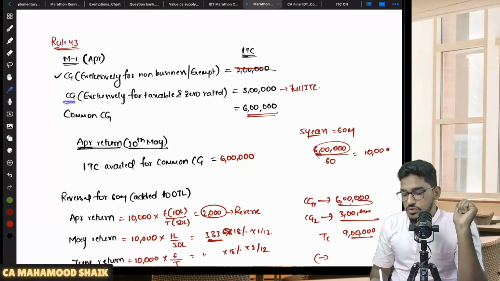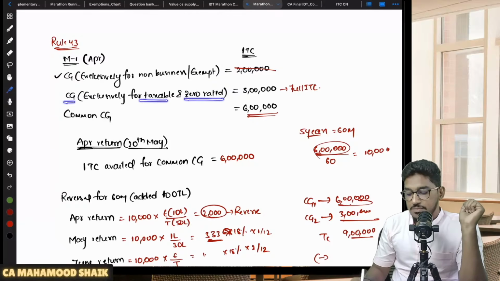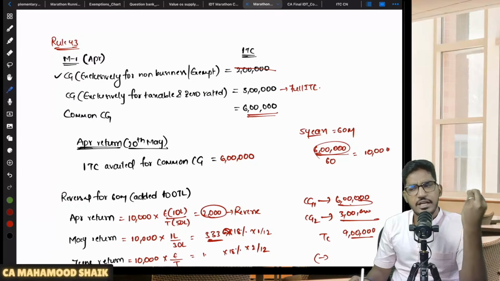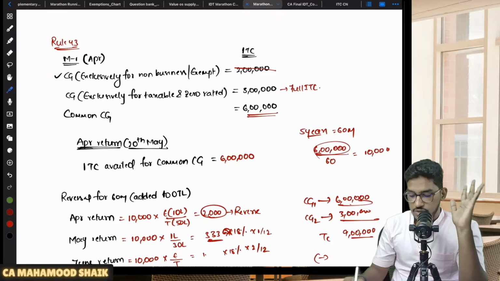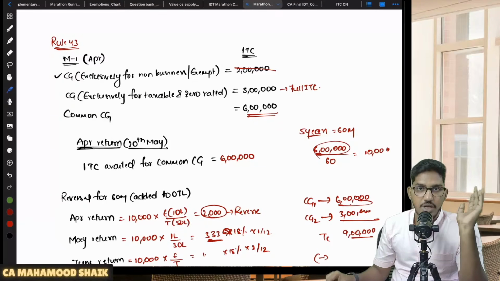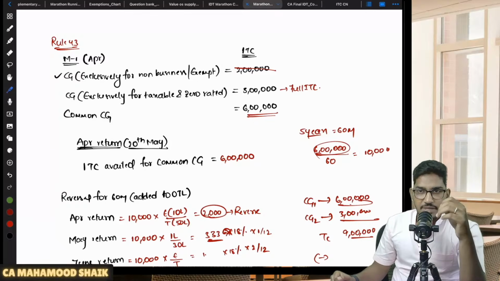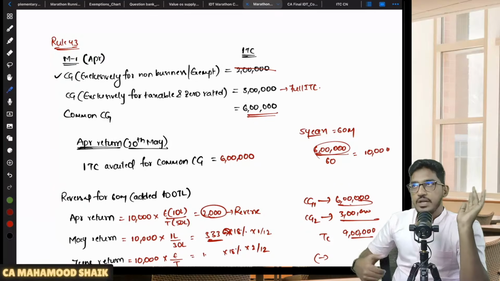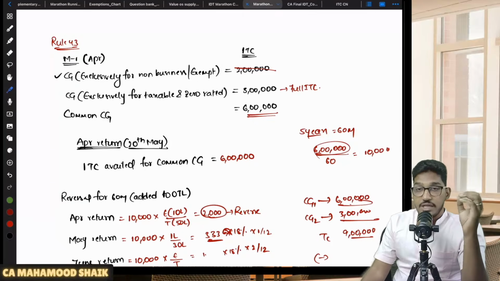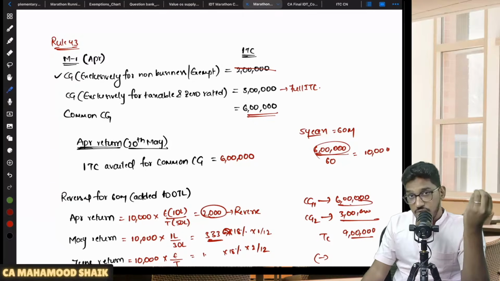Then you will have capital goods which you are using exclusively for taxable as well as zero rated supplies. That you can take full ITC. Full ITC you take, no restriction, no apportionment, nothing required. So first identify capital goods which you are using only for non-business or exempt supplies. Don't take 1 rupee of ITC. Then identify the capital goods which you are using only for taxable and zero rated supplies and business purposes only. That you take full ITC.